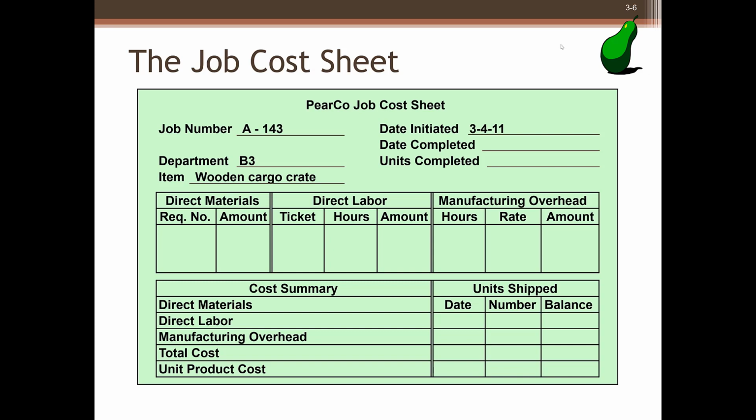Let's take a look at an example of the Paraco job cost sheet. There's a job number, A-143. This number identifies a specific job, date initiated, department, and item ordered by the customer. This is a wooden cargo crate. There are separate sections for direct materials, direct labor, and manufacturing overhead, and also a summary section to accumulate those costs, total cost, and unit product cost.